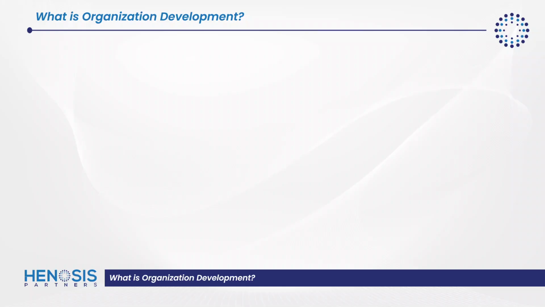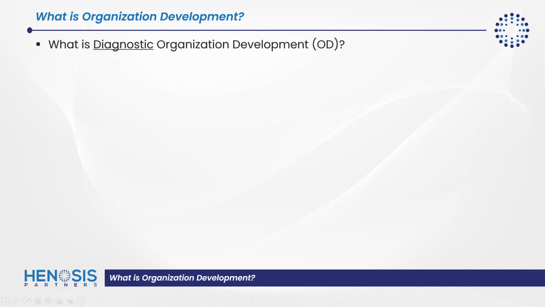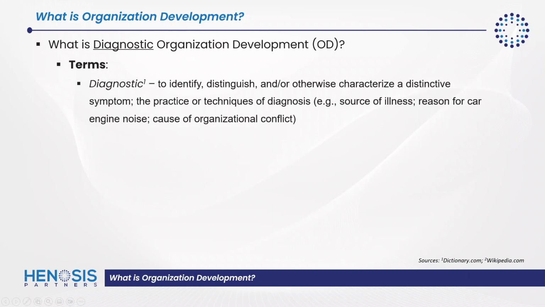All right, now that we've defined what organization development is, let's understand the three major forms of OD, beginning with understanding what is diagnostic organization development. So we begin with defining the terms that make up the phrase diagnostic OD. Diagnostic means to identify, distinguish, and/or otherwise characterize a distinctive symptom. It's the practice or techniques of diagnosis, as in diagnosing the source of your illness, or diagnosing the reason for your car making some engine noise, or diagnosing the cause of an organizational conflict.